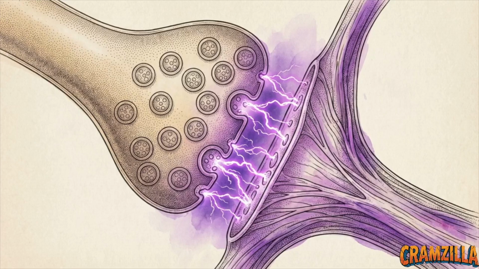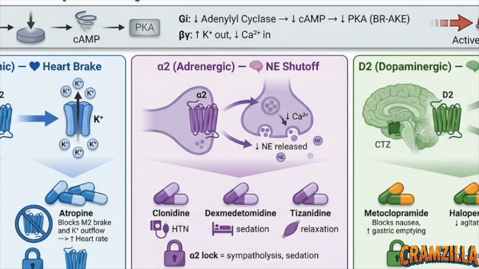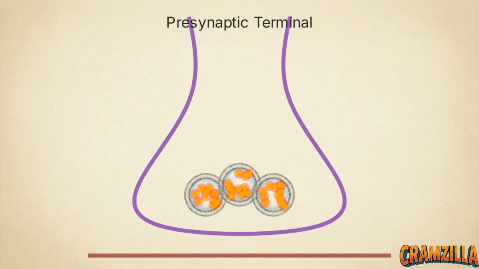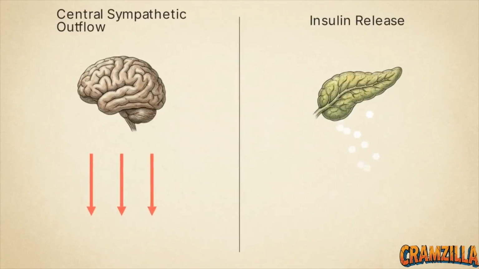The same mechanism applies to the central and autonomic nervous systems. As shown in the purple panel, the GI pathway maps to the alpha-2 adrenergic receptor, which acts as a presynaptic brake. A drop in cyclic AMP at this site reduces the influx of calcium into the nerve terminal. Without calcium entry, the exocytosis of norepinephrine vesicles is prevented. The result is a reduction in central sympathetic outflow and a decrease in insulin release.